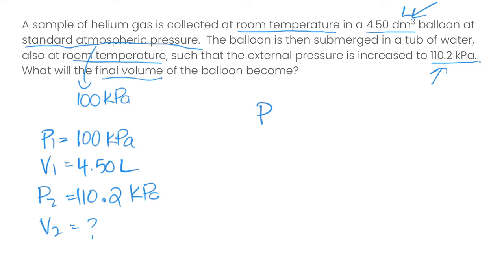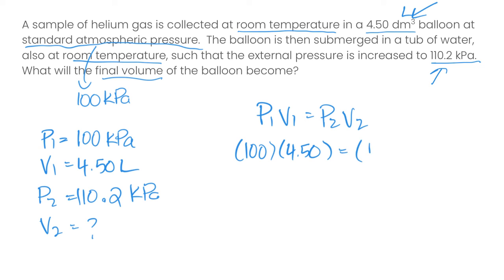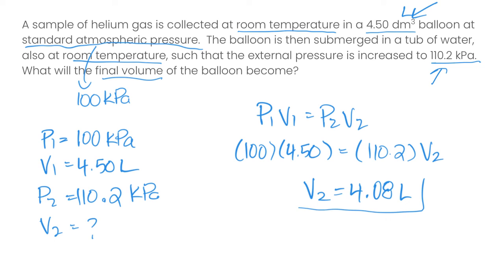So setting up our equation, P1 V1 is equal to P2 V2, and plugging in all of our numbers, we've got 100, 4.50, 110.2, and V2. And solving for V2 gives us 4.08 liters, or decimeters cubed.